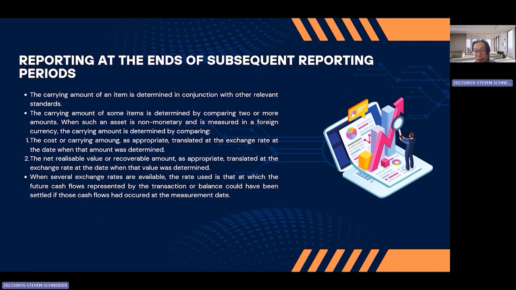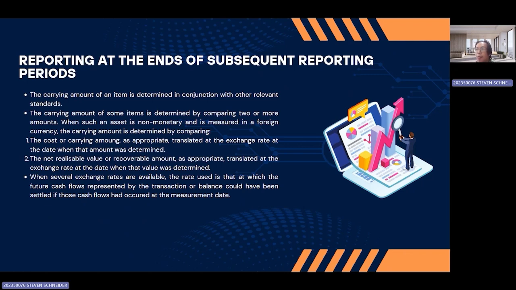So next is about the carrying amount of an item, which is determined in conjunction with other relevant standards. For example, property, plant, and equipment may be measured in terms of fair value or historical cost in accordance with IAS 16, which is about property, plant, and equipment. But whether the carrying amount is determined on the basis of historical cost or fair value, if the amount is determined in a foreign currency, it is translated into the functional currency in accordance with the standard.